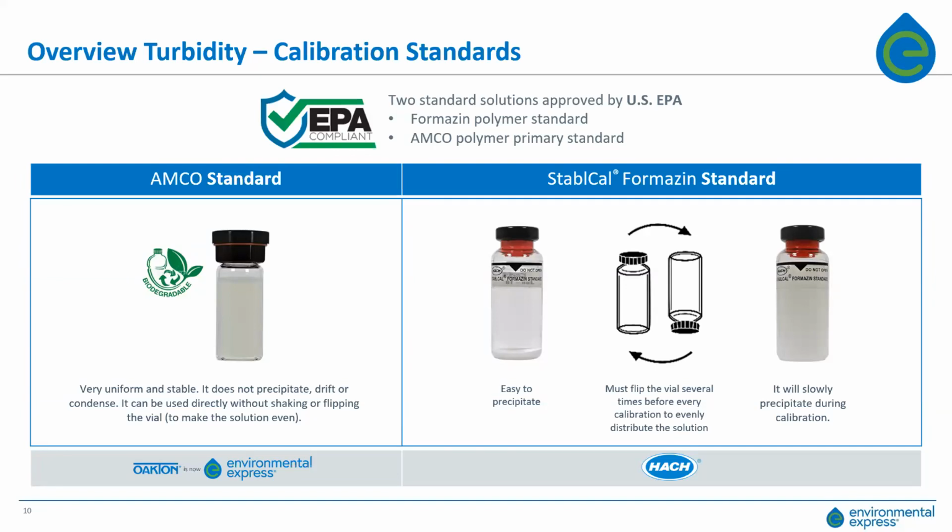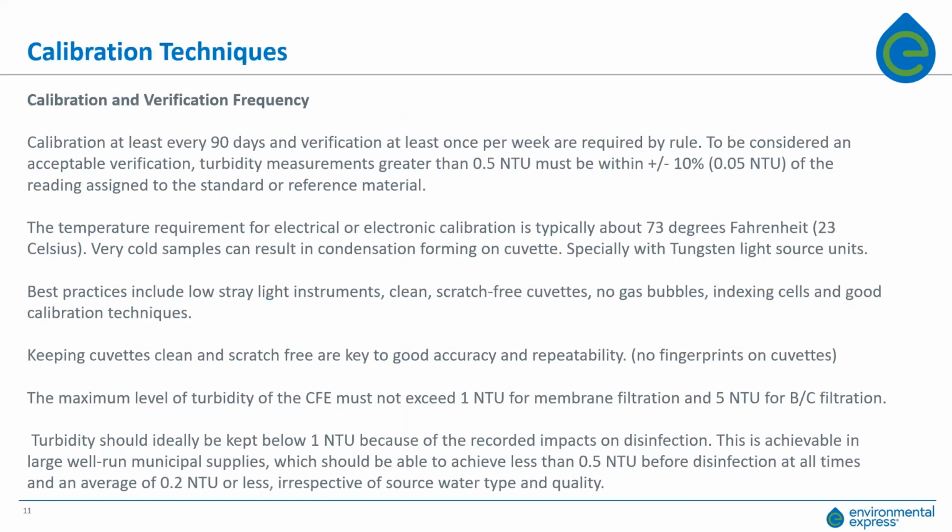So normally for a white light turbidimeter, I would recommend daily or every other day calibration checks, just due to the light variations and light intensity variations that are possible with a white light source. So let's talk for a moment about calibration and verification frequency. As I mentioned with the white light tungsten source, I like to do it more frequently.